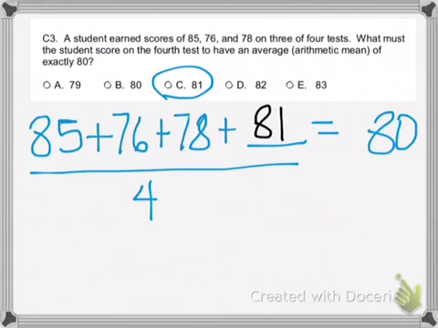Number 3, a student earned scores of 85, 76, and 78 on 3 of 4 tests. What must the student score on the 4th test to have an average, or arithmetic mean, of exactly 80? So I know that if I want to find the average, I have to add my grades up. So I said 85 plus 76 plus 78 plus blank, all divided by 4, because that's how you find your average, has to equal 80. And so what I did was I just substituted in the different answer choices until I got an answer that equaled 80. So I found my answer was C, 81.